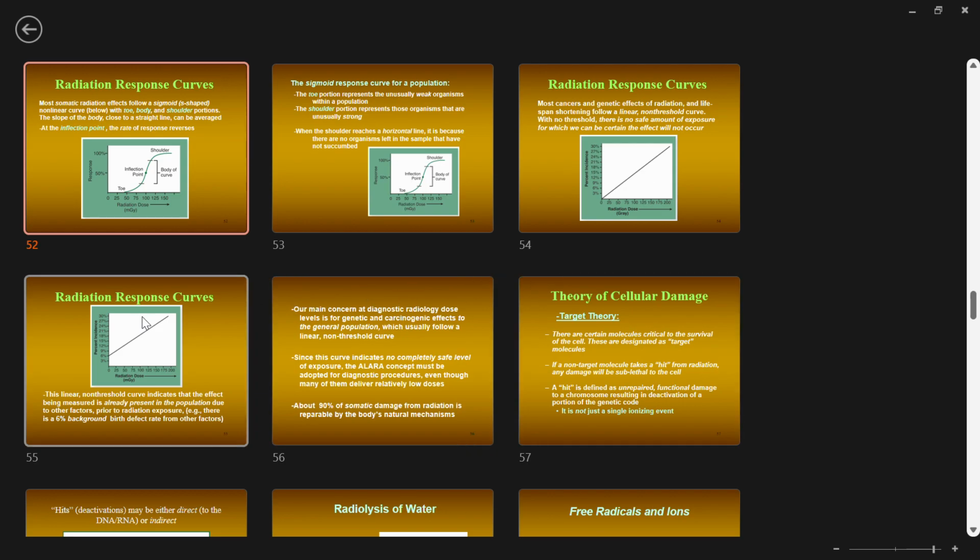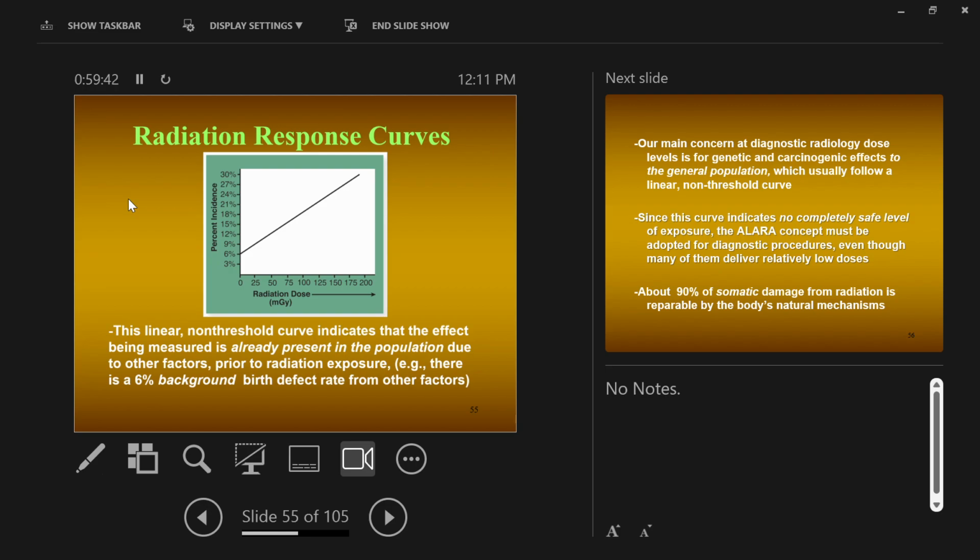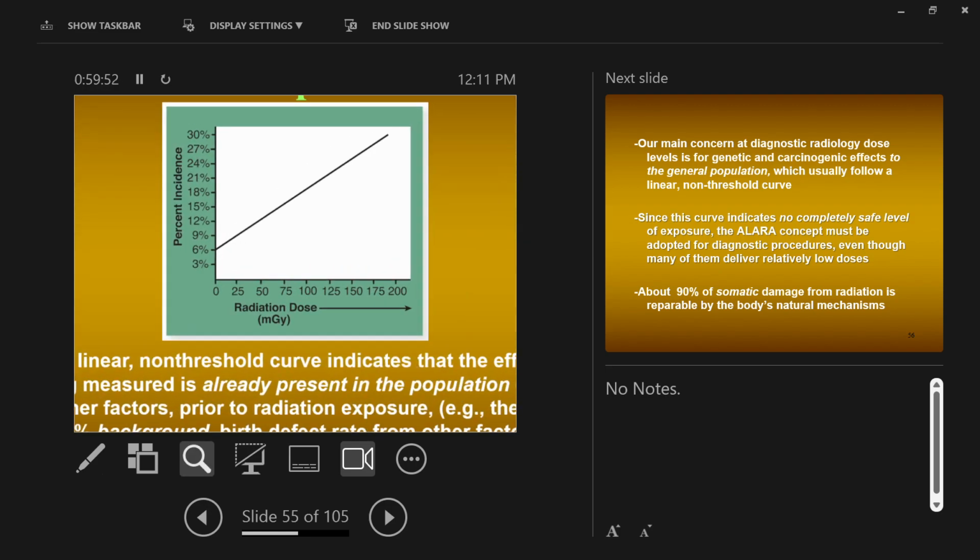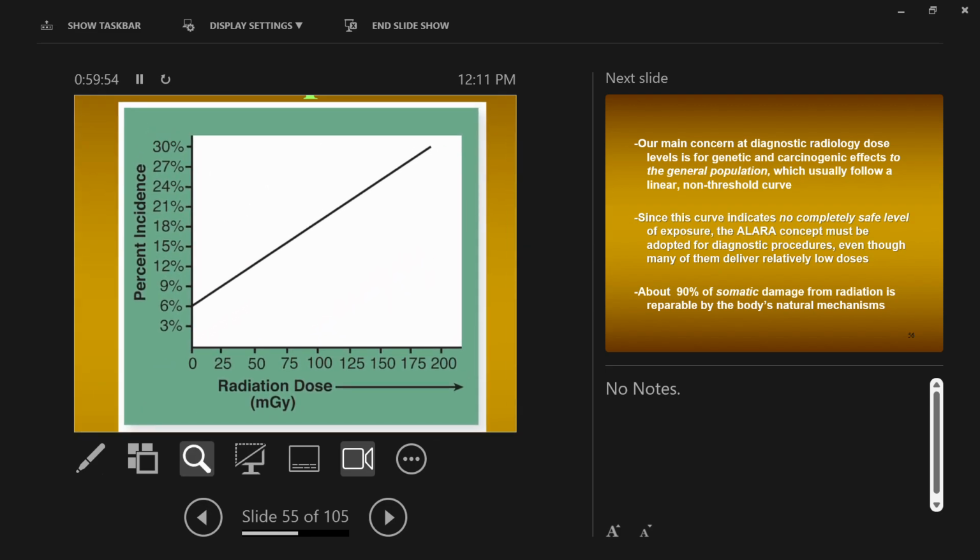You may also see something like this. This has no threshold. Notice the response starts at 0, but importantly, with this one, the vertical column, let me zoom in on this, shows you the percentage of something happening within a population, okay? Maybe it's cancer. Maybe it's birth defects. Let's go with birth defects, okay? Birth defects either do or don't happen, right?